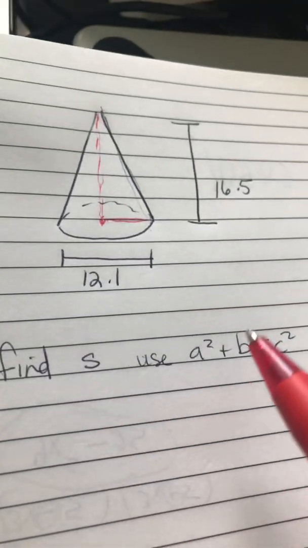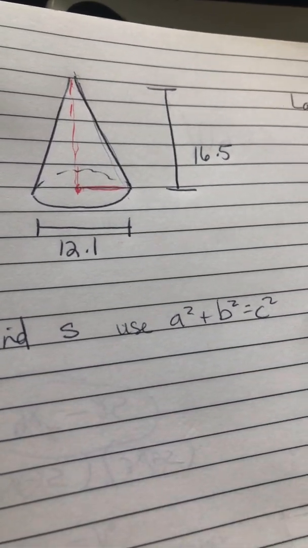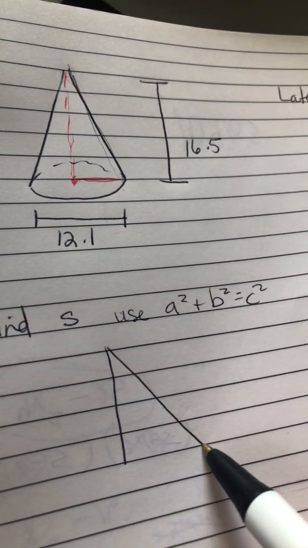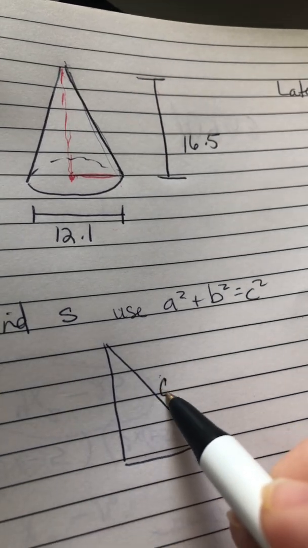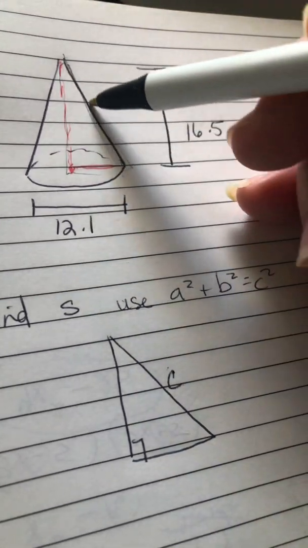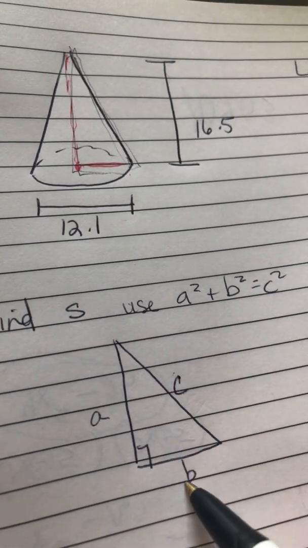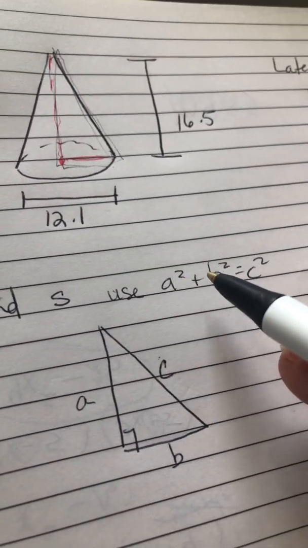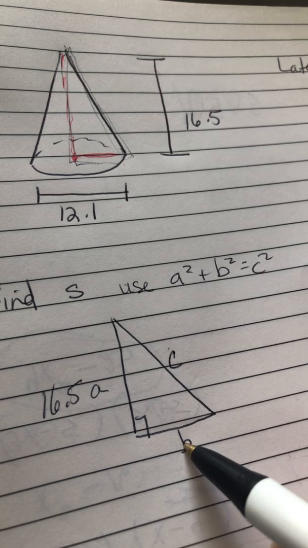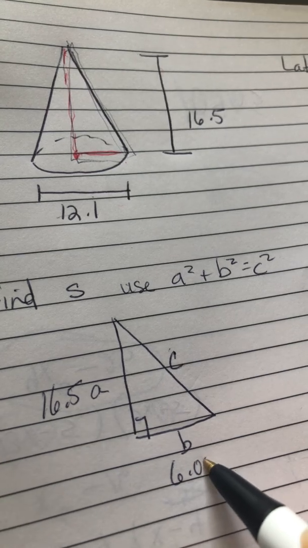So to find the slant height, we're going to use the Pythagorean theorem, a squared plus b squared equals c squared. That slant that we see up on that cone, this side is really like the hypotenuse of a right triangle. As we can see, if we follow this, this is our triangle. It doesn't matter which one's A or B. Those are the legs. So we know that this height is 16.5, and we know that B, which is that bottom radius, is half of 12.1, 6.05.